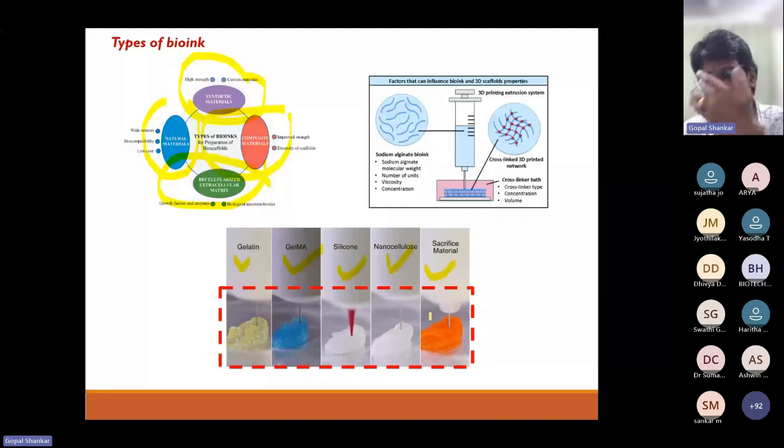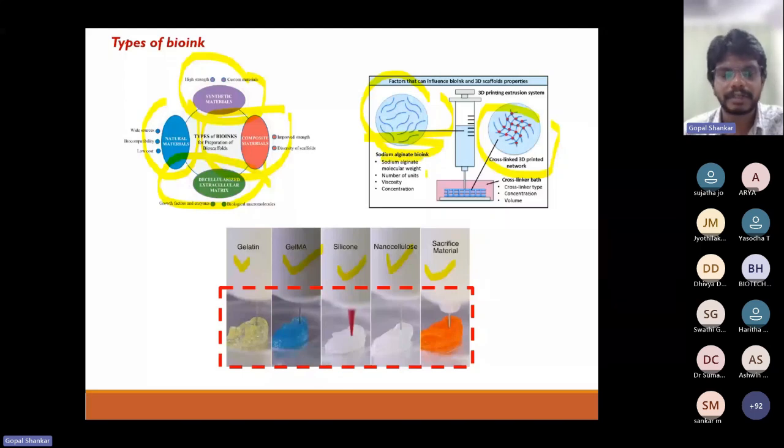So when you talk about the printing, two parameters are very essential. One is a material parameter, and the other is a cross-linking parameter. So for example, here let's take that you're taking sodium alginate, which is used for bio ink preparation.